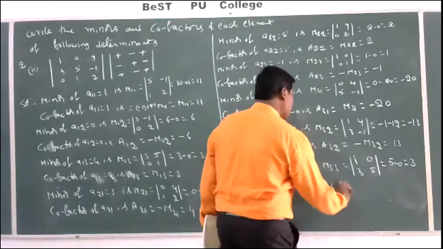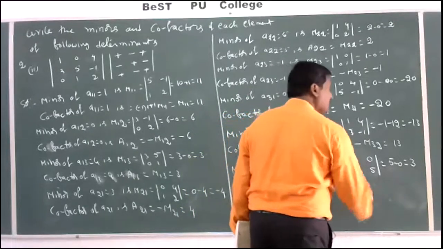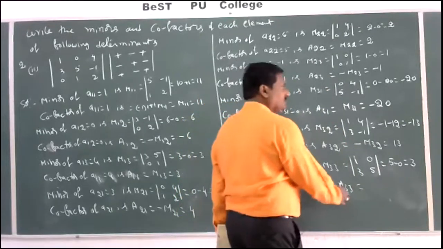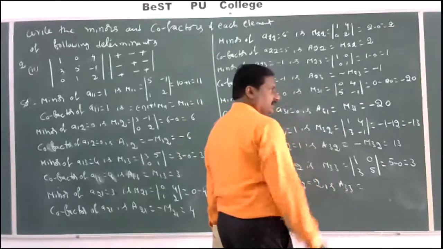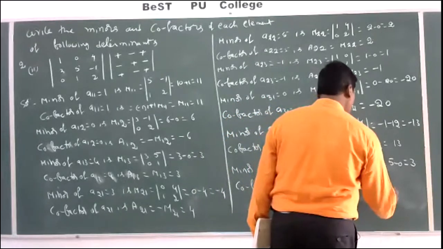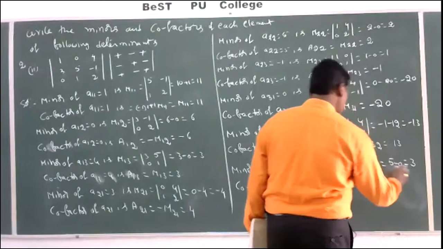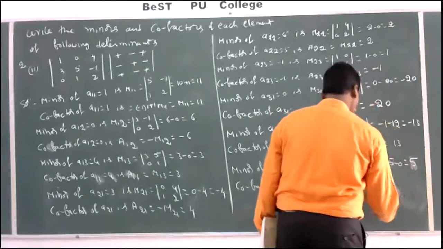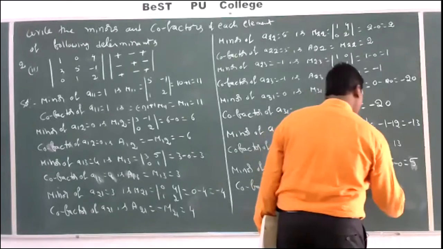Capital A33. Here sum of the suffixes 3 plus 3, 6. It is even. Directly M33, that is equal to 5 minus 0, 5. It is 5.